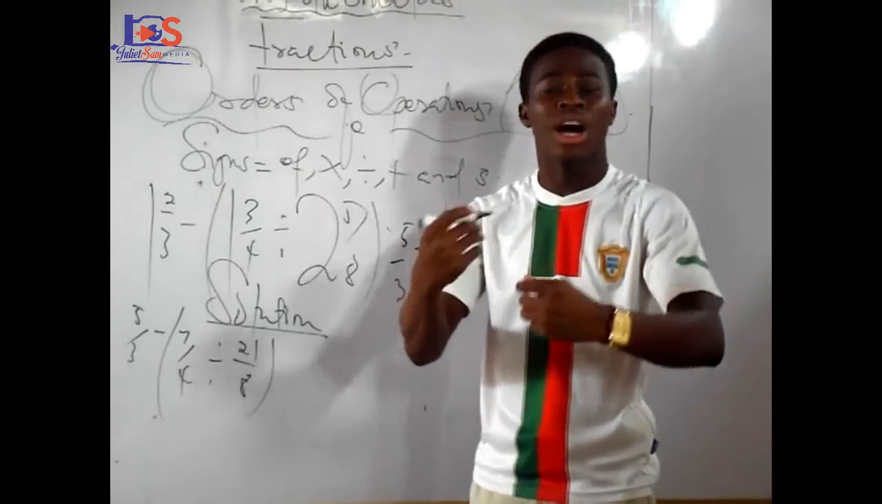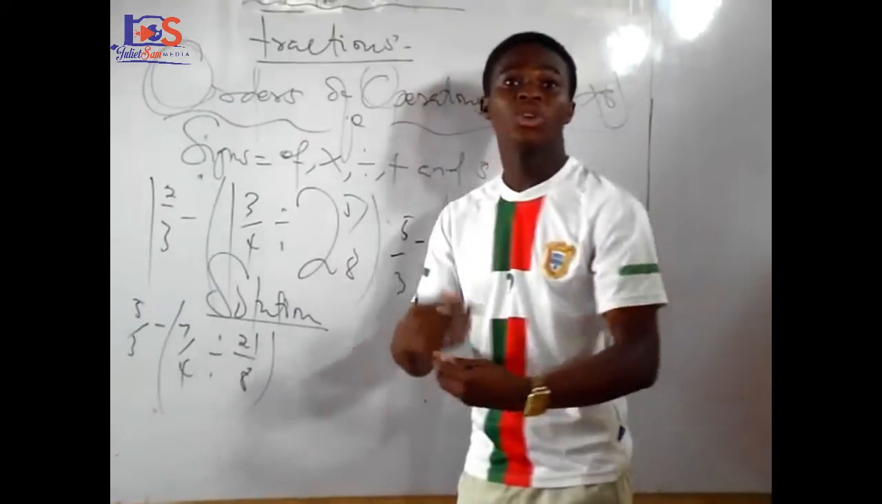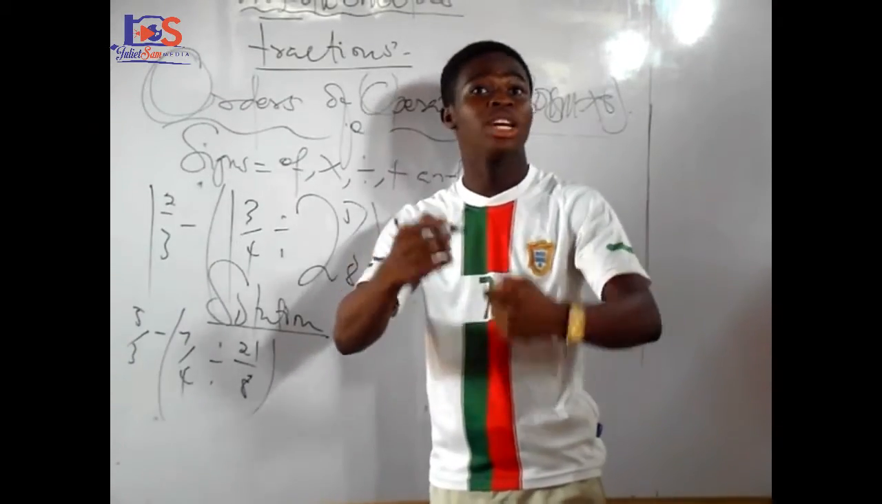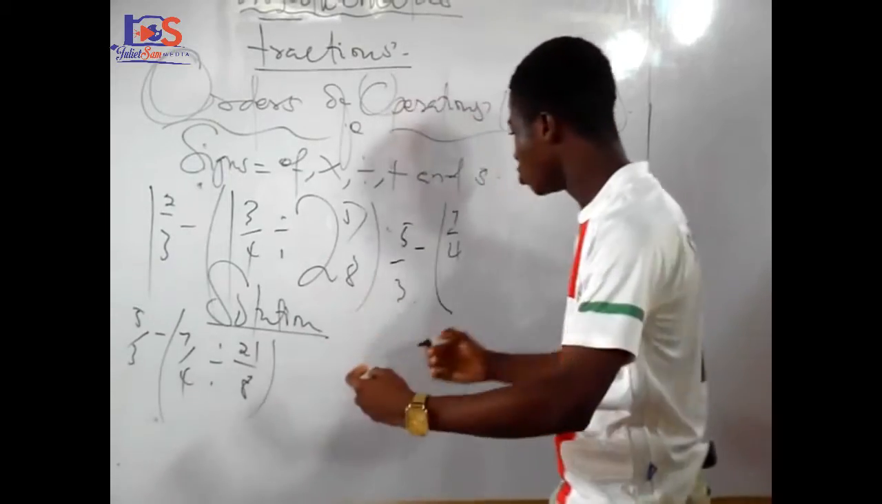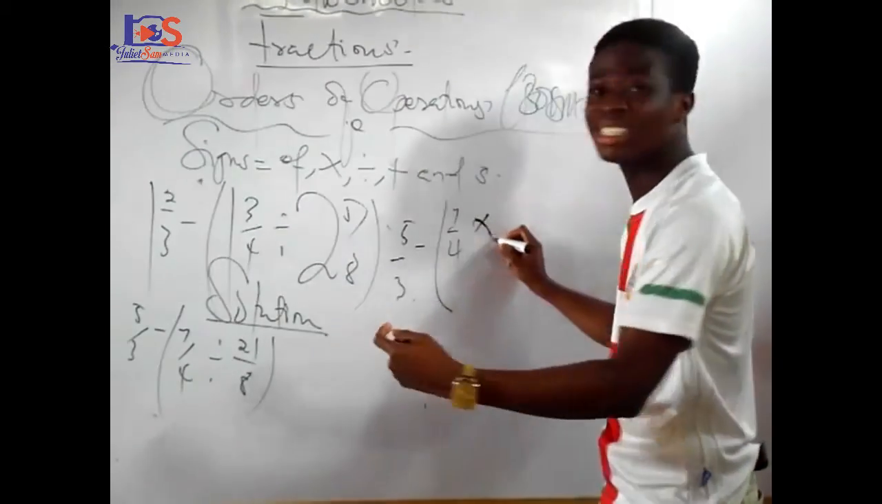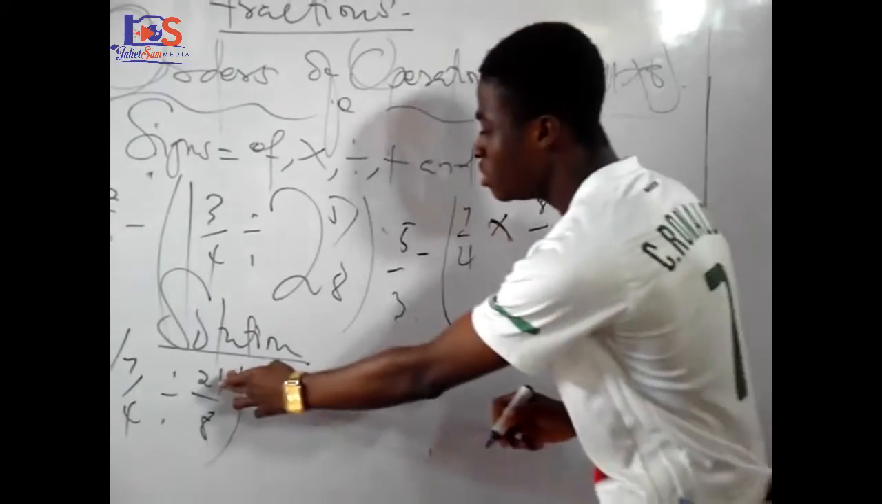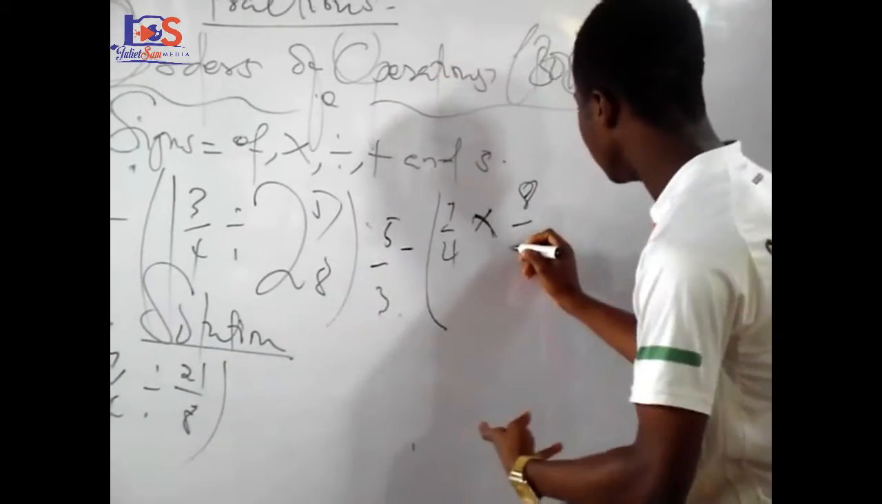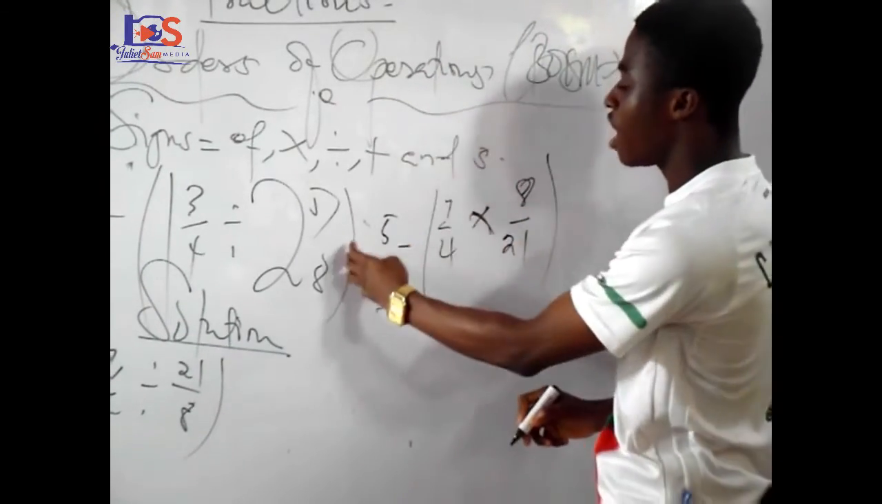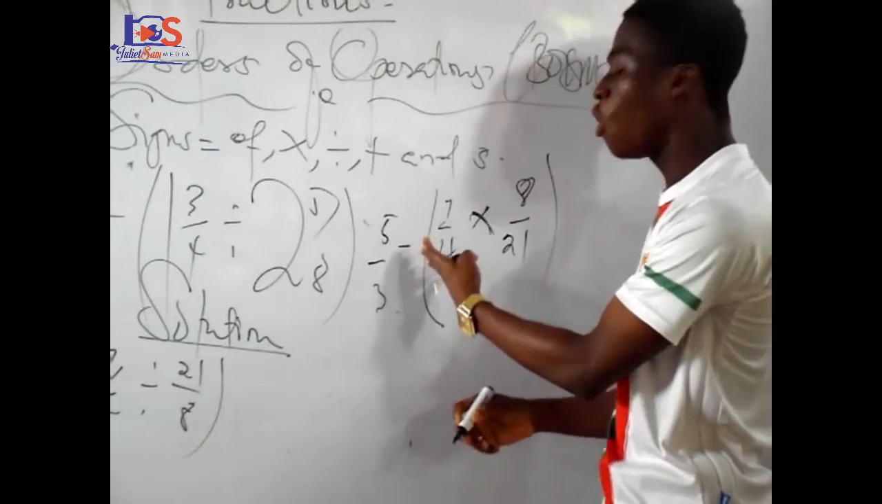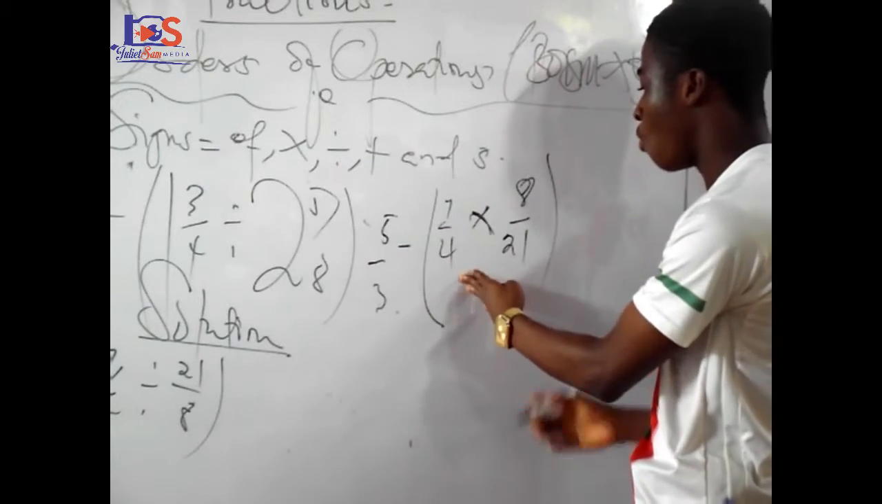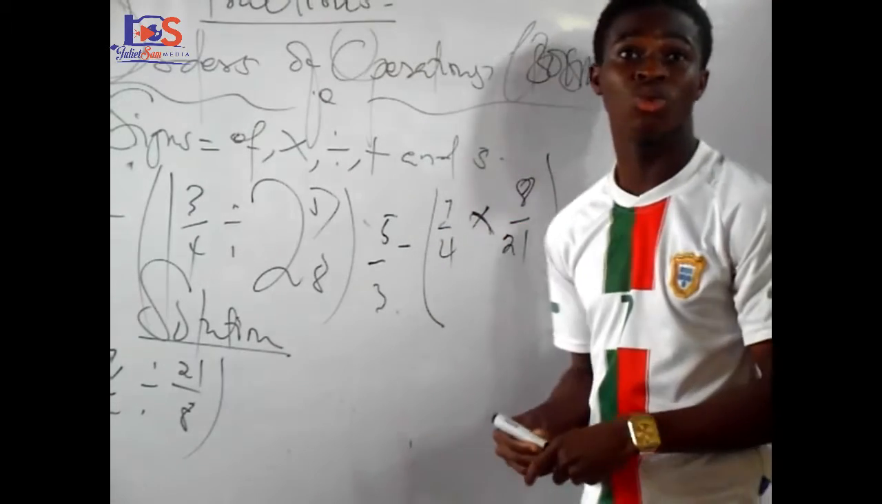What do you mean by reciprocal? It's a situation whereby the denominator tends to be the numerator and the numerator tends to be the denominator. Let's do that. You bring addition, your subtraction sign, and the denominator tends to be the numerator, and the numerator tends to be what? The denominator. We now have 5/3 minus, open bracket, 7/4 times 8/21.